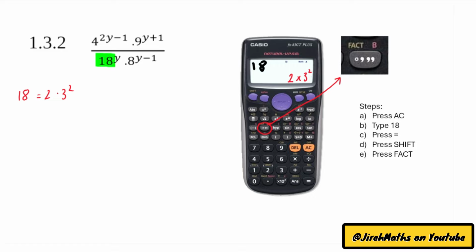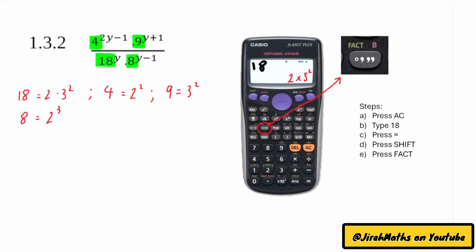Now I want you to apply this method to 4, 9, and 8. You can pause this video and factorize the remaining numbers. If you plugged it into your calculator correctly, you would have had 4 is equal to 2 squared. You would have had 9 is equal to 3 squared, and you would have had 8 is equal to 2 cubed.